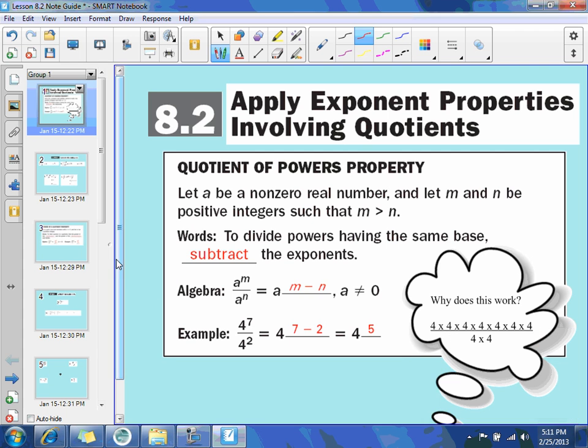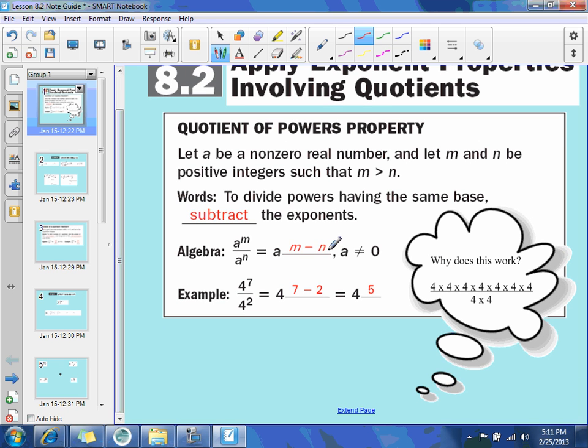Okay, this is 8-2, dividing powers. Dividing powers is kind of similar, but a little bit different than multiplying powers. Again, the key is you got to have the same base. But now you're actually going to subtract the exponents.